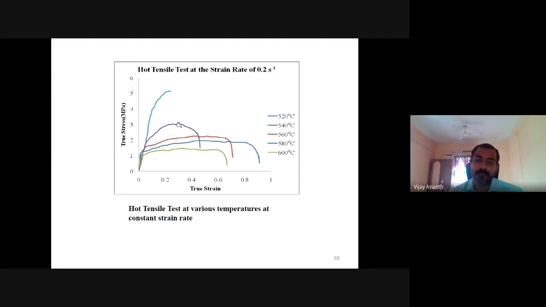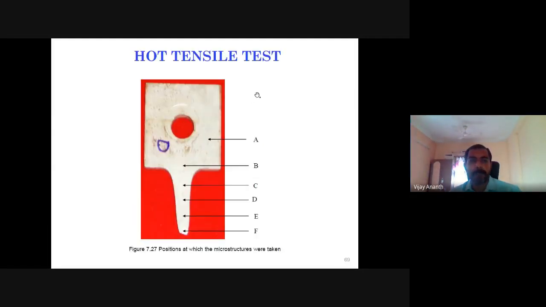This is the true stress versus true strain at 520 degrees. This component has very high formability at 580 degrees centigrade, a very good formability can be obtained. This is the true strain value. At 520 degrees centigrade, not much strain takes place.